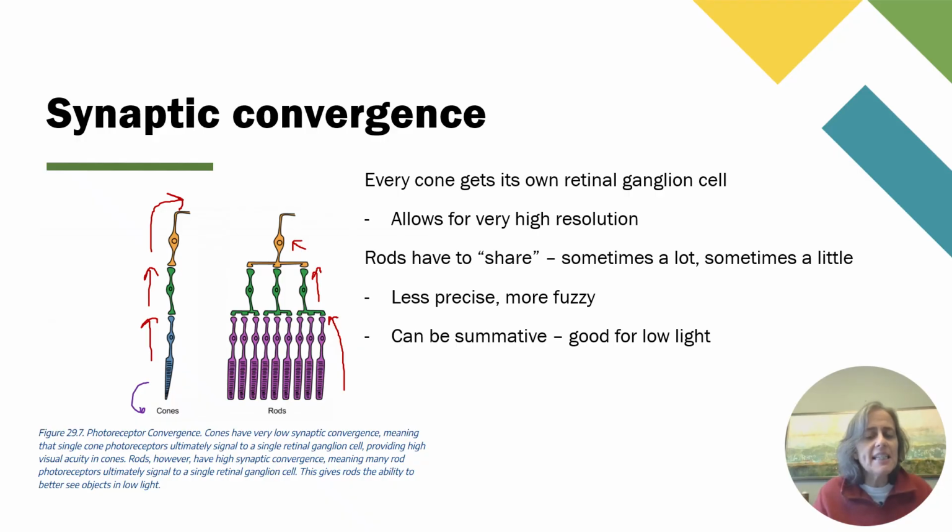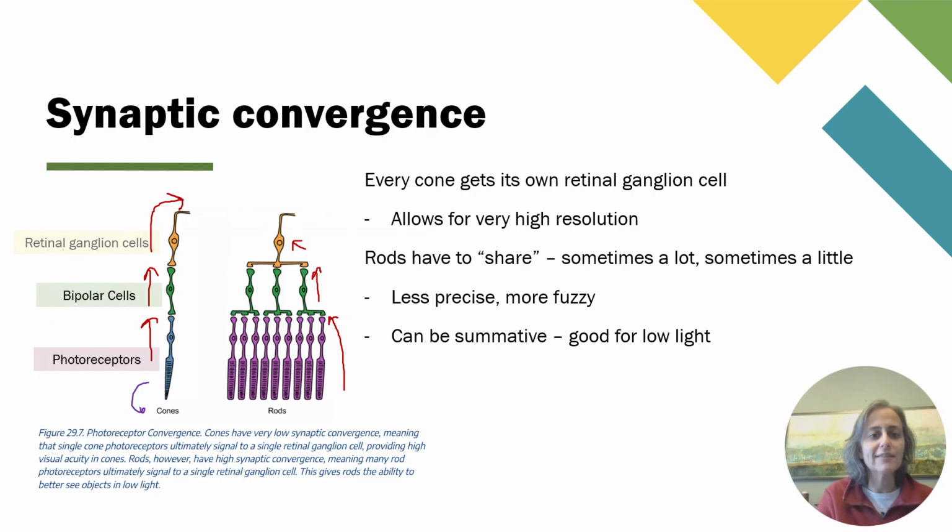It's more fuzzy. You don't really know exactly where it came from, but it also allows for you to perceive light in low light conditions, right? Because if any one of these perceives light, it will send the signal on. So pros and cons, that's why we use these 2 different photoreceptor types.